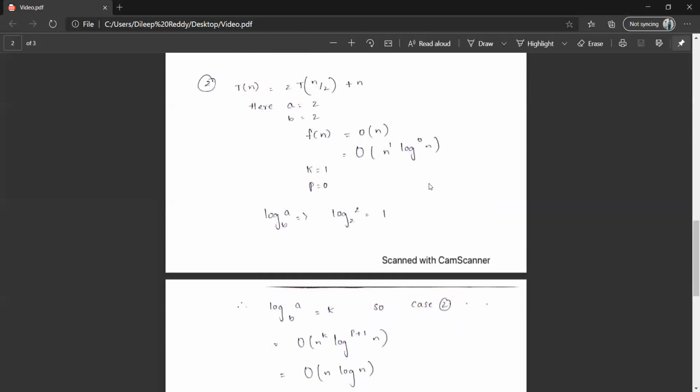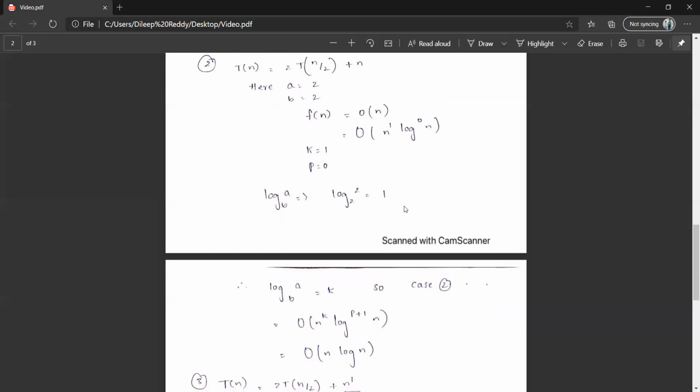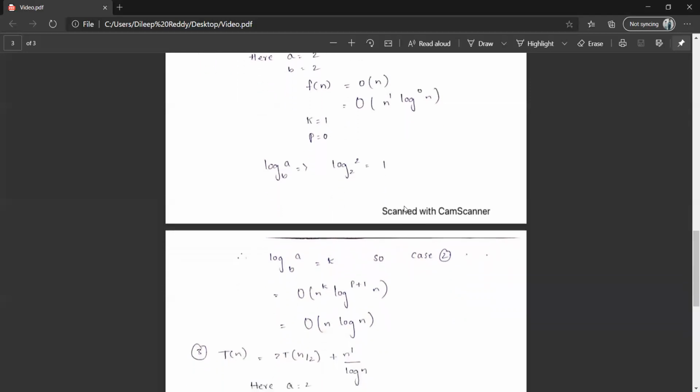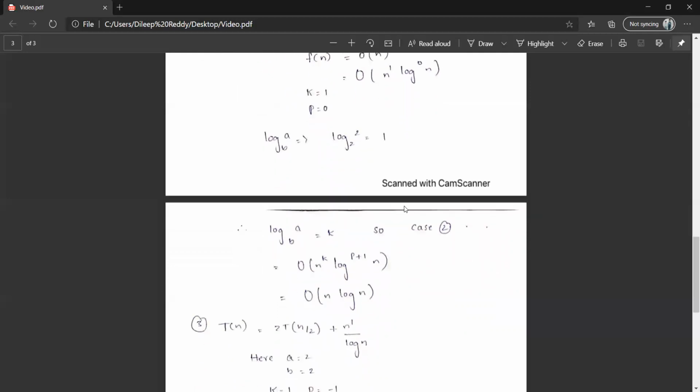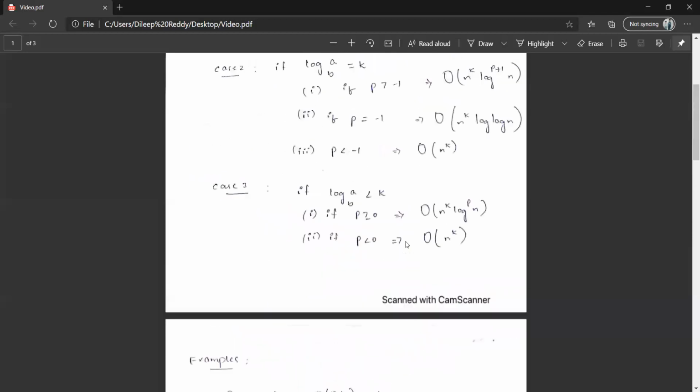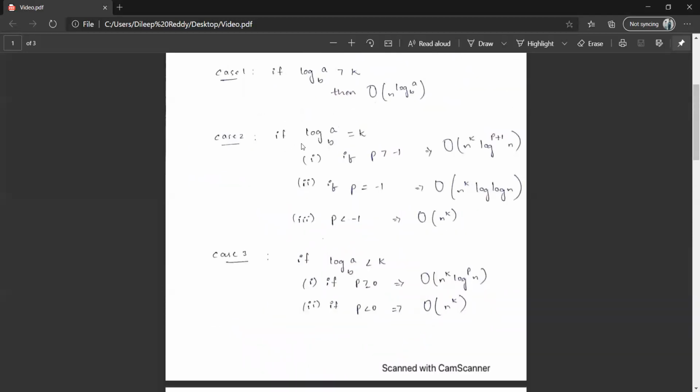And we have to find the value of log a base b. So log a base b, which is log 2 base 2, is 1. So in this one we know that log a base b is equal to k. Log 2 base 2 is equal to 1, the value of k is equal to 1, so both are equal. So what we're going to do here, we're going to take case 2. If log a base b is equal to k, we have to use case 2.